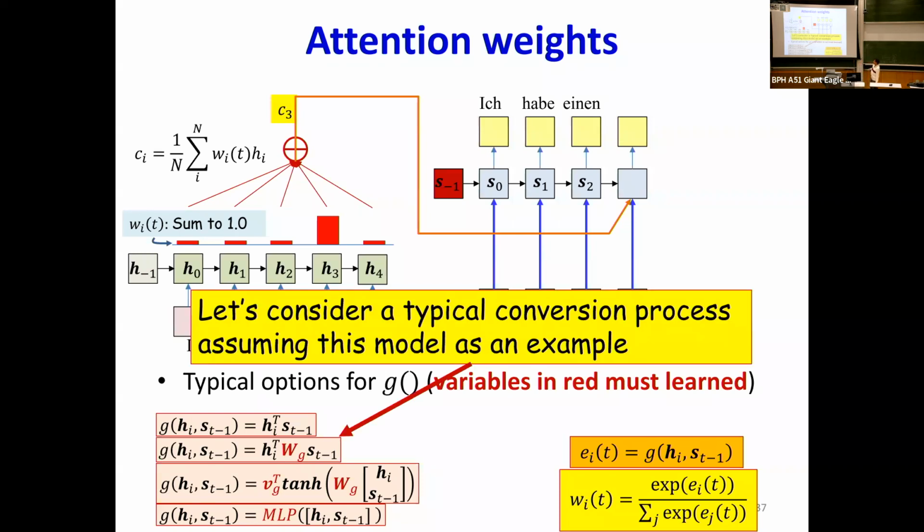So anyway, let's see how this would work. Let's consider a typical conversion process, assuming the vector inner product to compute the raw weights. Again, the raw weights must be scalars. You would get one raw scalar weight for every input, encoder hidden state, and these are going to be softmaxed into a distribution. That's going to give you a set of scalar weights which sum to 1, and you'd use those to compute the weighted average of the H's, right?